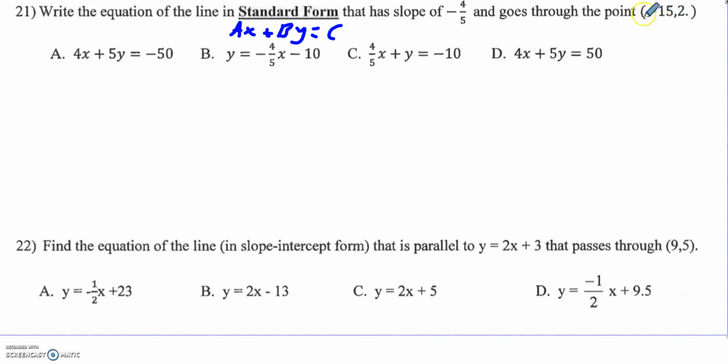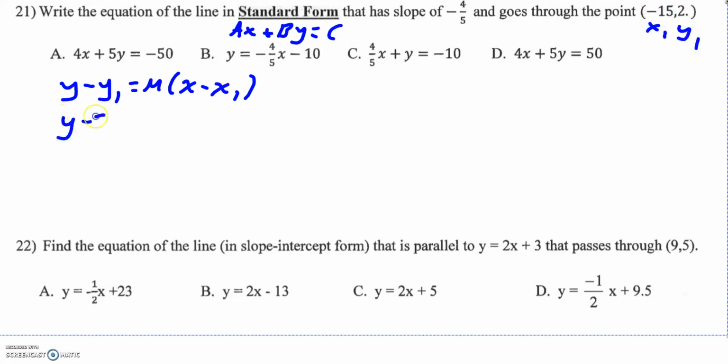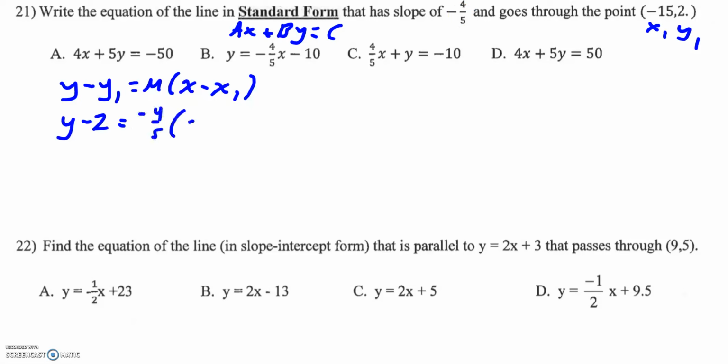Well, I am given a point and a slope, so it would make sense to start with point-slope form, which is y minus y1 equals m times (x minus x1). So let me plug in what I know. This is x1 and y1. Y minus 2 equals my slope, -4/5, times (x minus -15). So this becomes a plus, and my goal is eventually to get it to standard.